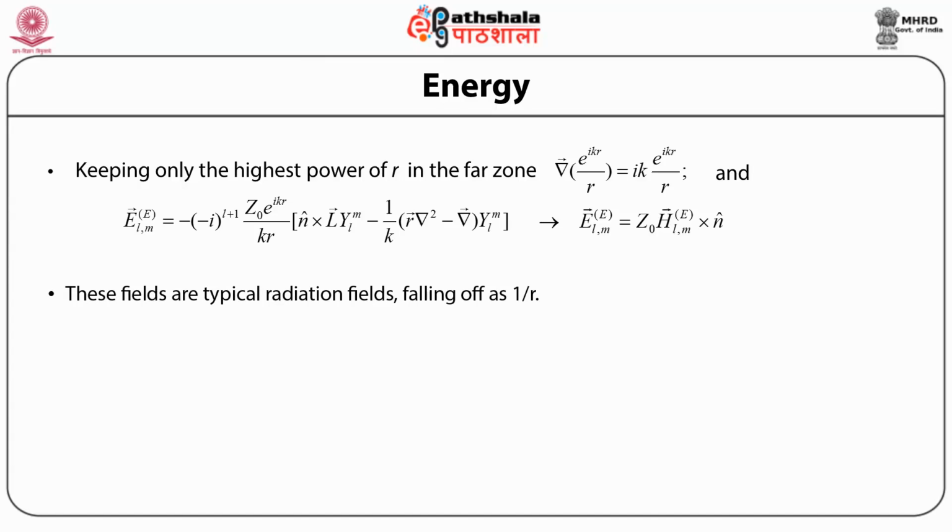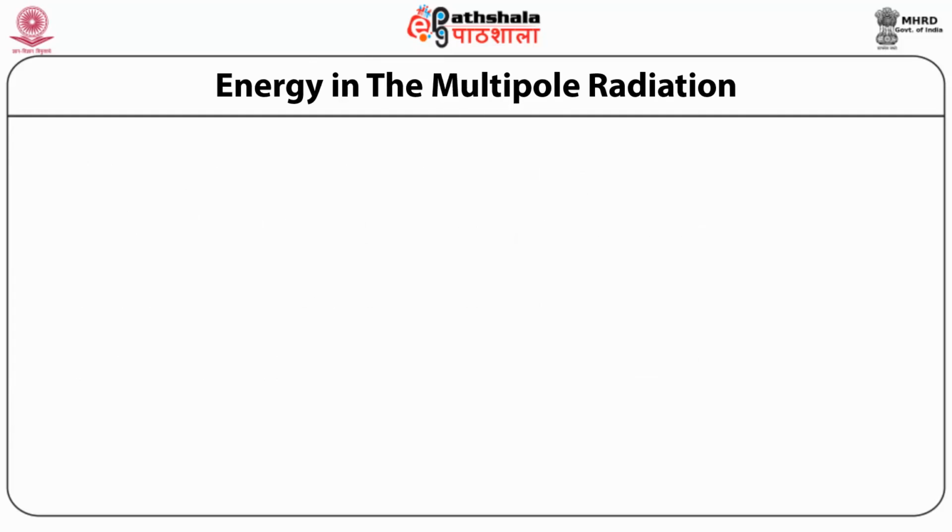These fields are typical radiation fields falling off as 1 divided by r. For the magnetic multipoles, E vector m tends to Z0 B vector E, and B vector m tends to minus E vector E divided by Z0. So energy in the multipole radiation.